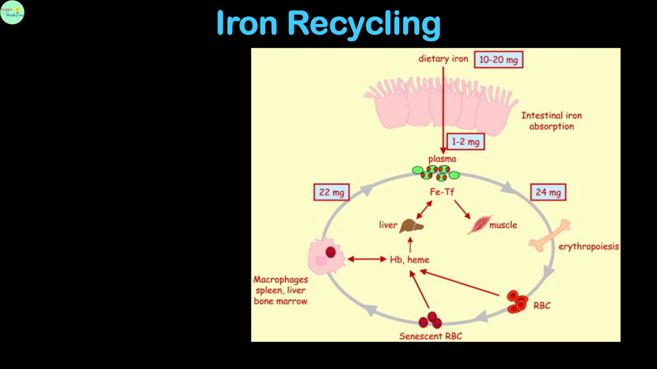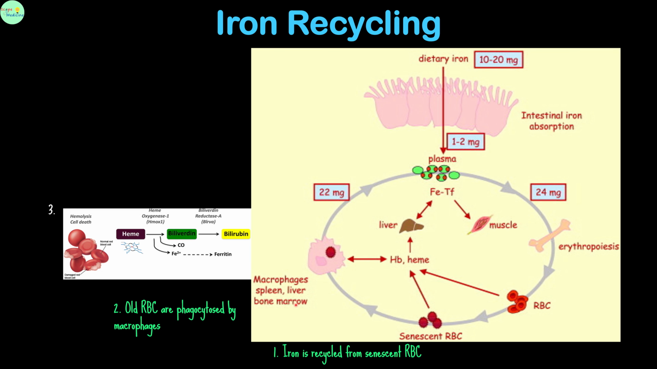Remarkably, the majority of the body's daily iron requirement is met through recycling, not dietary absorption. This recycling is performed by the reticuloendothelial system. Senescent red blood cells, at the end of their 120-day lifespan, are phagocytosed by macrophages, primarily in the spleen and liver. Within these macrophages, heme from the degraded hemoglobin is broken down by the enzyme heme oxygenase, releasing iron.